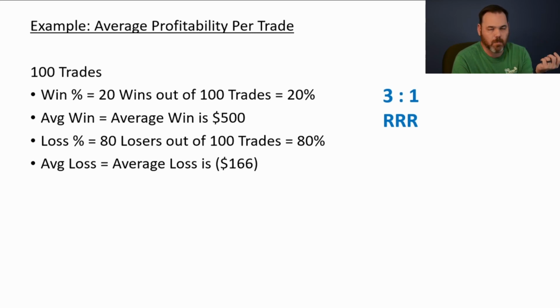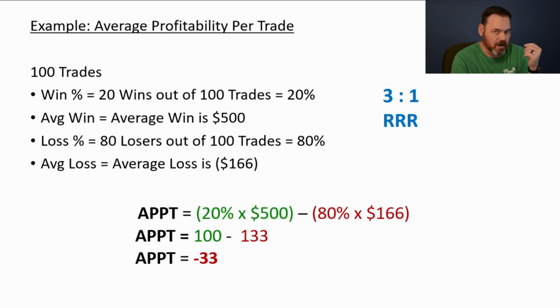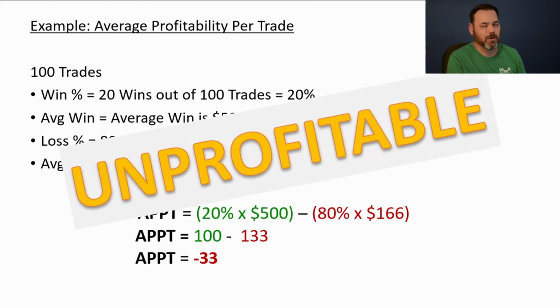Now, 3-to-1, that should be good, right? I should be winning at this. I should be profitable on this trade. The problem is it's not, okay? It's misleading. As you can see here, once I do the calculations out, it's actually negative 33. So on average per trade, that is my average per trade is negative $33, okay? So this over the long term is not profitable.